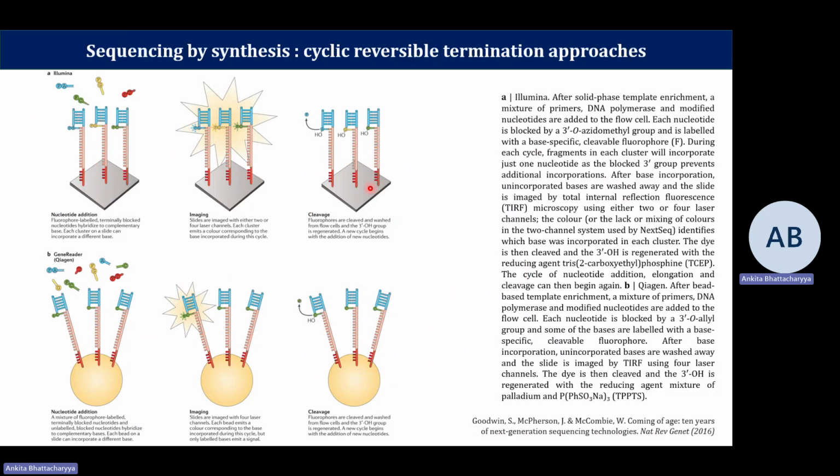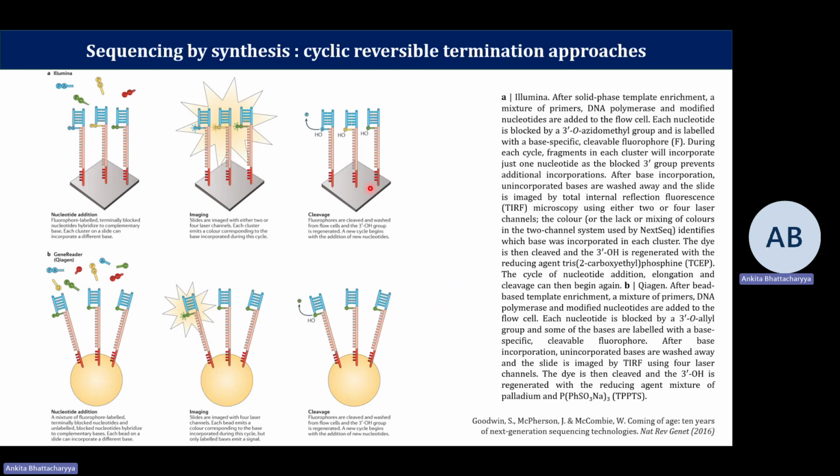Cyclic reversible termination approaches are the next subsection. So we talked about sequencing by ligation. There were two subcategories under it as well. Next, we talk about sequencing by synthesis, which is used by Illumina, the most common, the most abundantly used, and very relevant in today's time. So that's the strategy we discuss next.